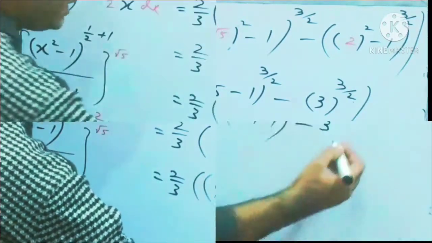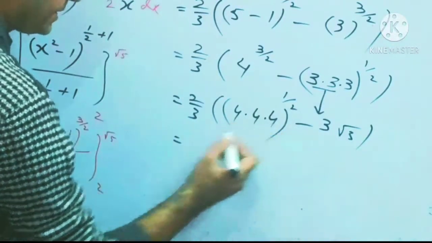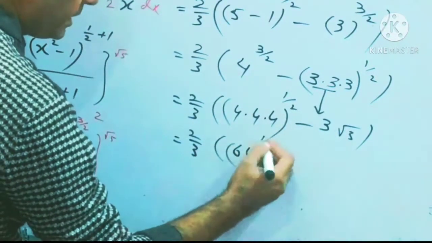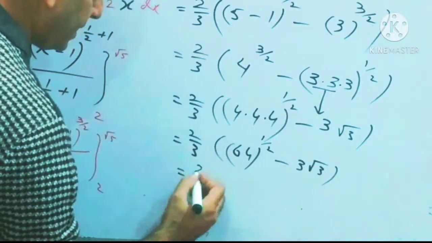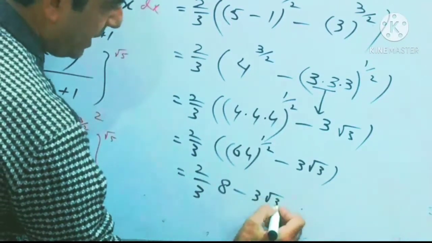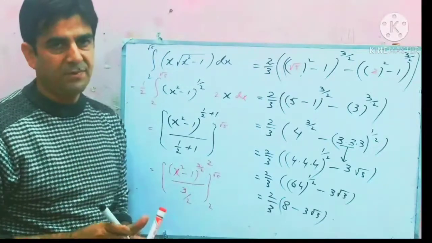Here we have 3 and here under root 3 remains. Here it is 64 raised to power 1 by 2, it means square root of 64, which will be equal to 8. So that will be our answer. I have made it so that you can do it without calculator.